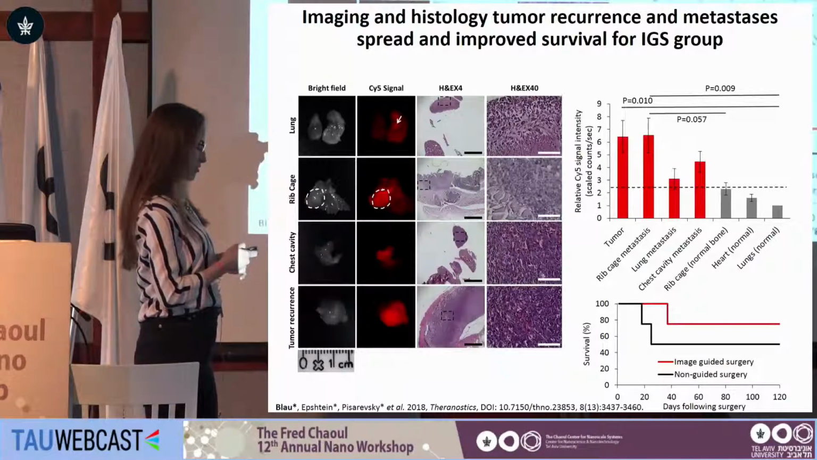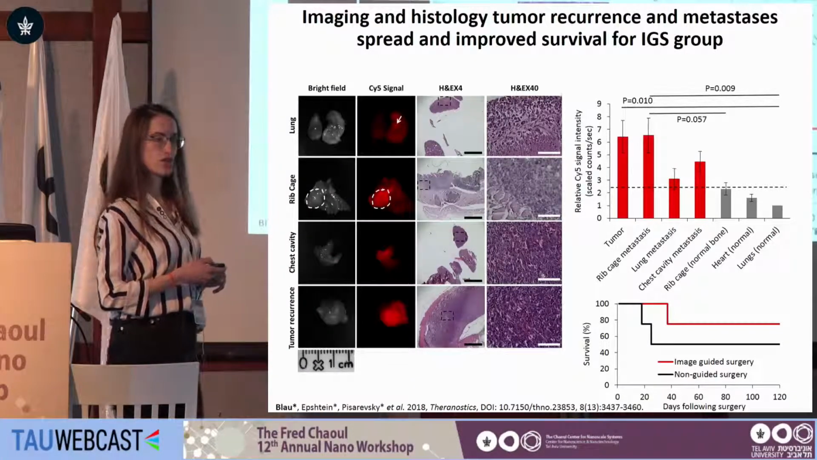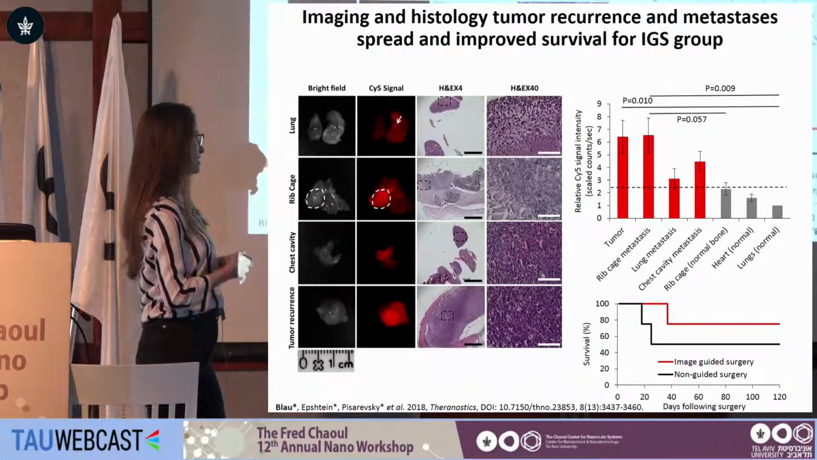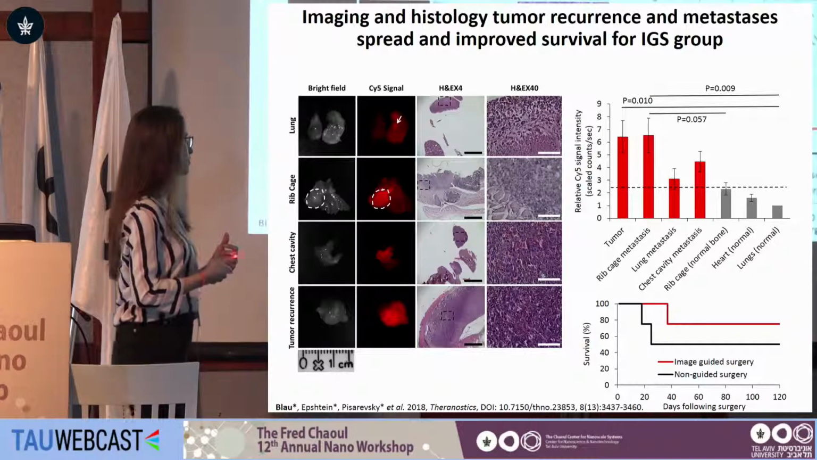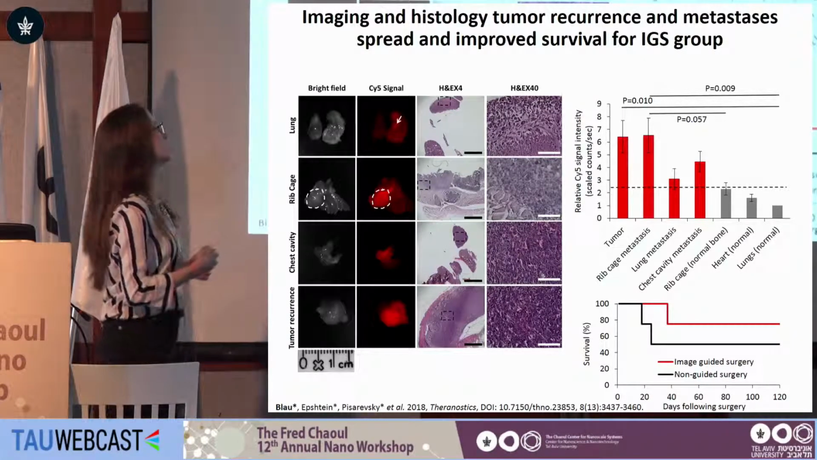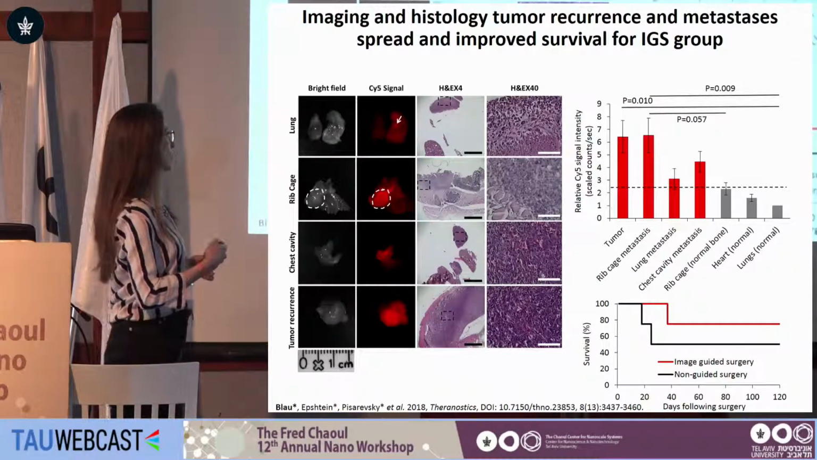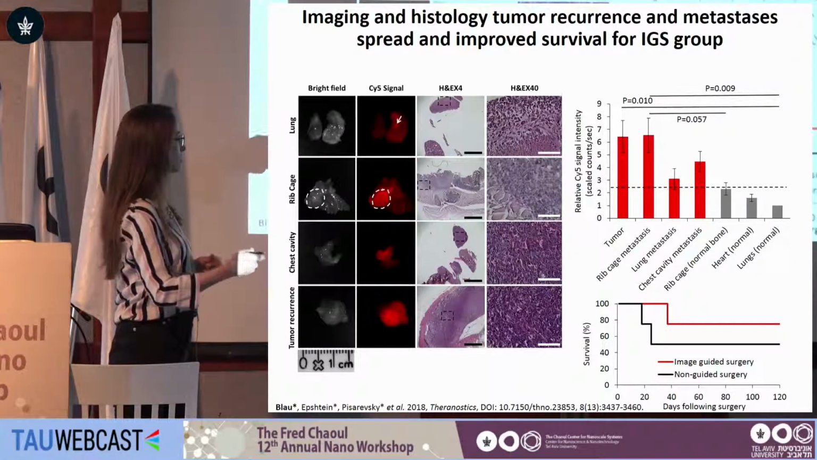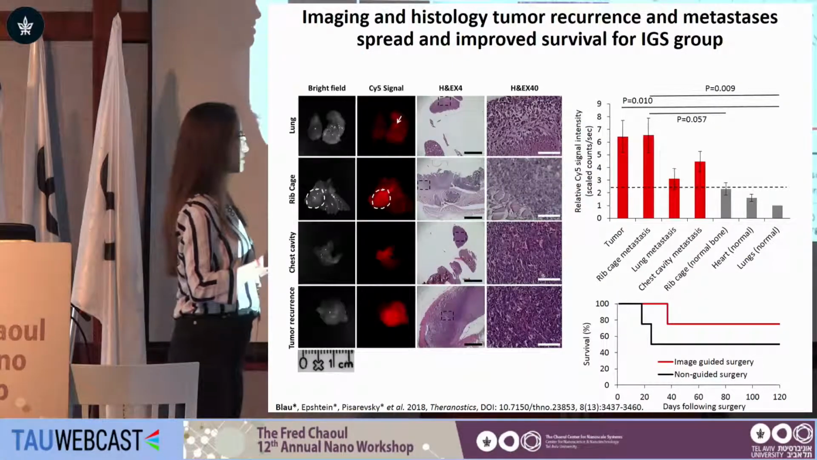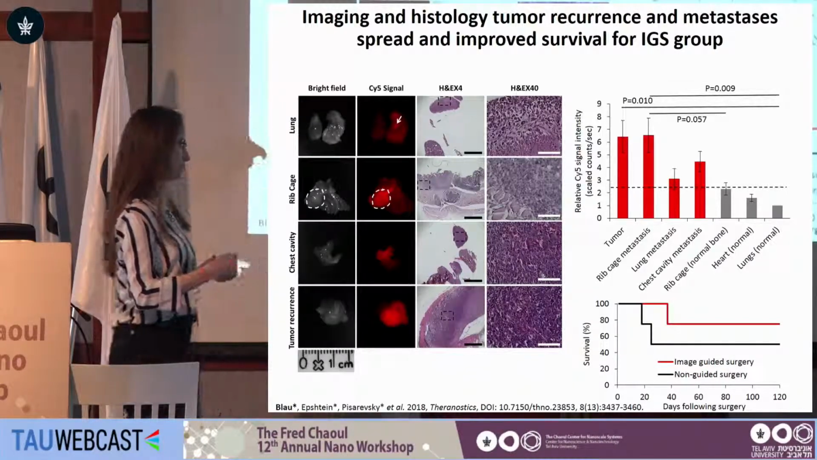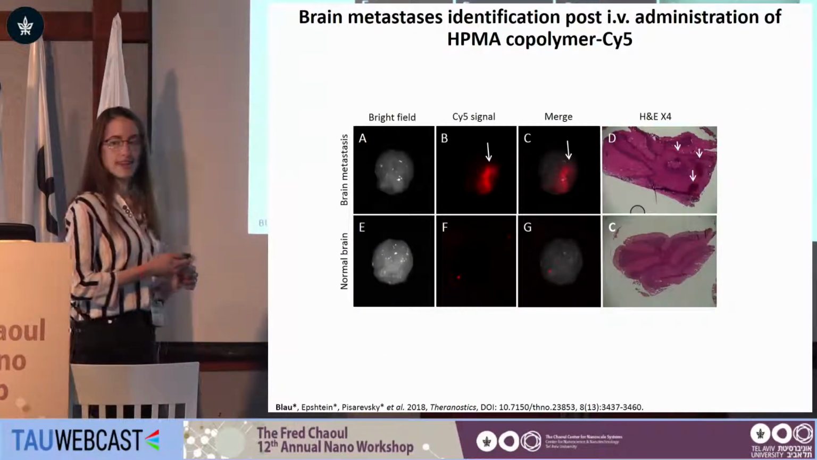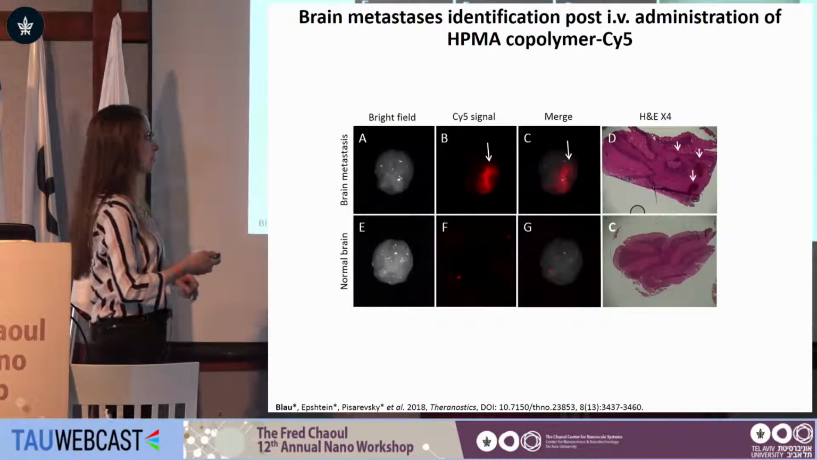In addition, the control groups that underwent standard surgery under white light only showed higher recurrence rates, with tumor recurrence and metastasis burden, which was also detected by our turn-on probes with a clear threshold between the healthy tissue and the cancerous tissue. In addition, the control group survived for less time. We could also detect metastasis in the brain area.